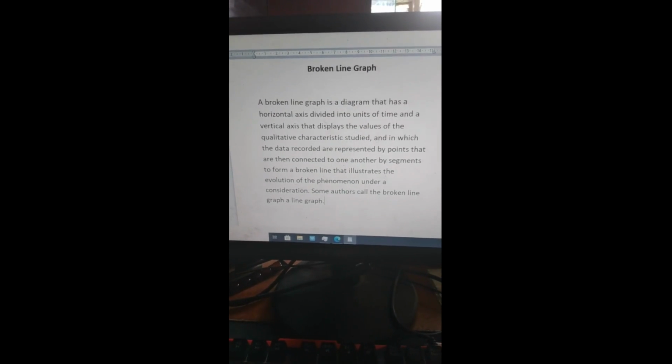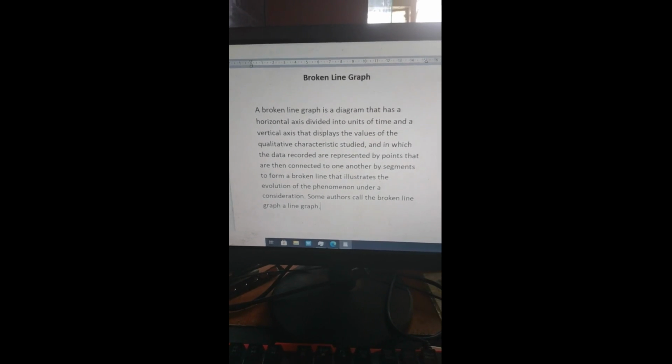A broken line graph is a diagram that has a horizontal axis divided into units of time and a vertical axis that displays the values of the qualitative characteristics studied, and in which the data recorded are represented by points that are then connected to one another by segments to form a broken line that illustrates the evolution of the phenomenon under consideration. Some authors call the broken line graph a line graph.